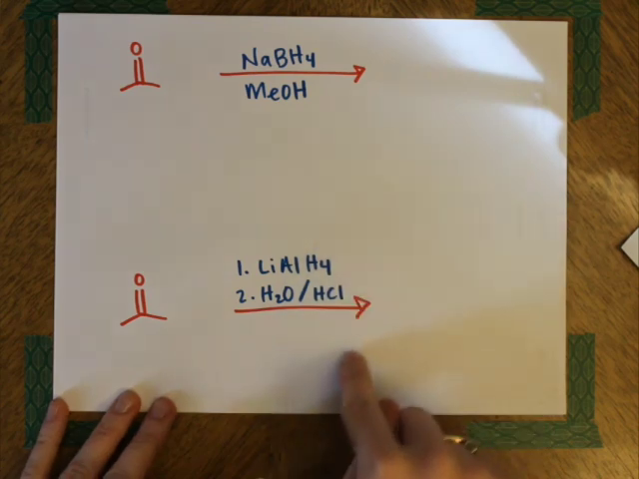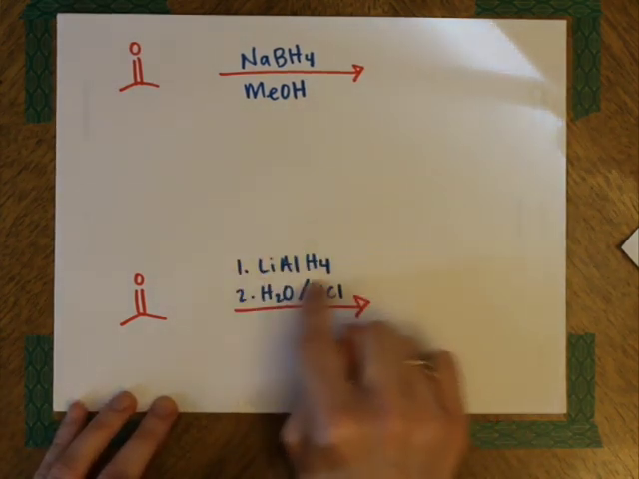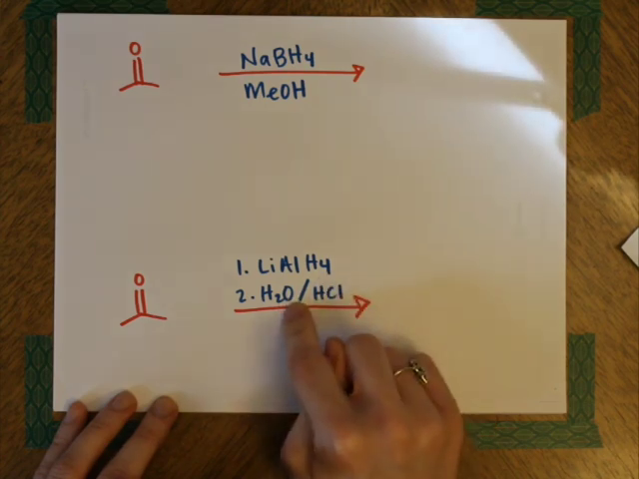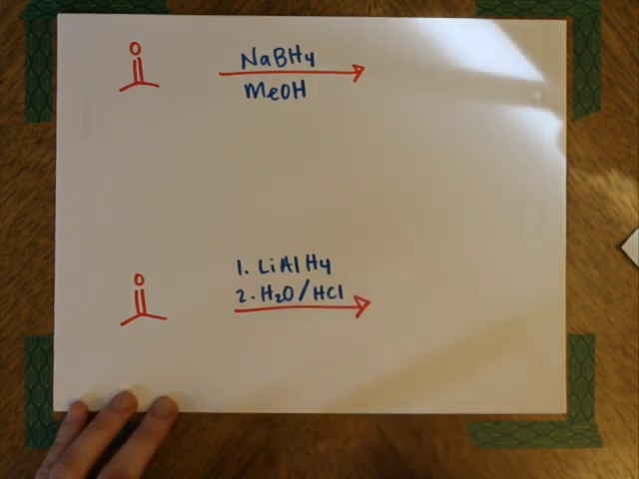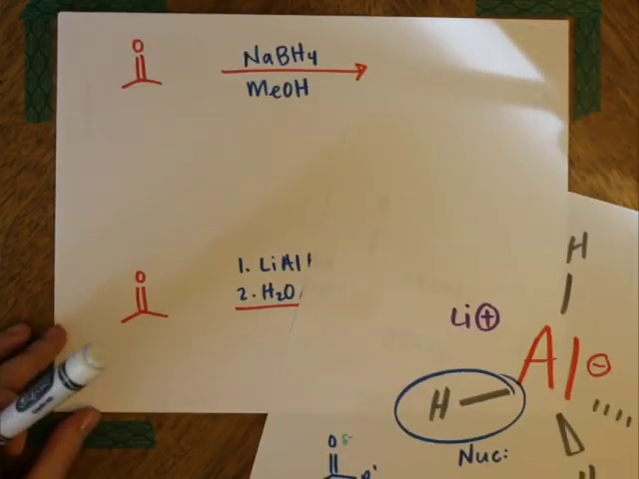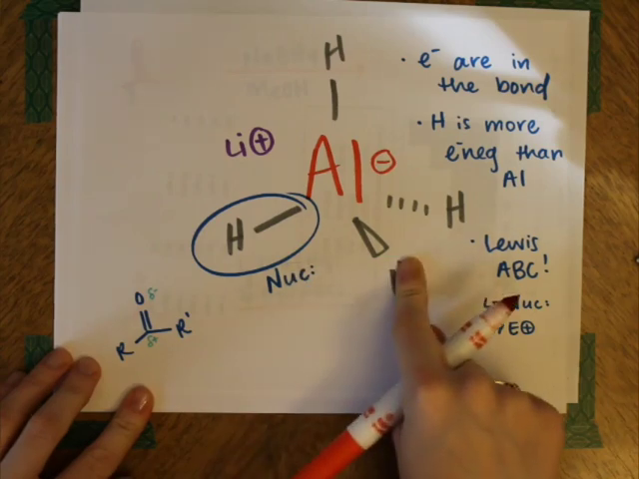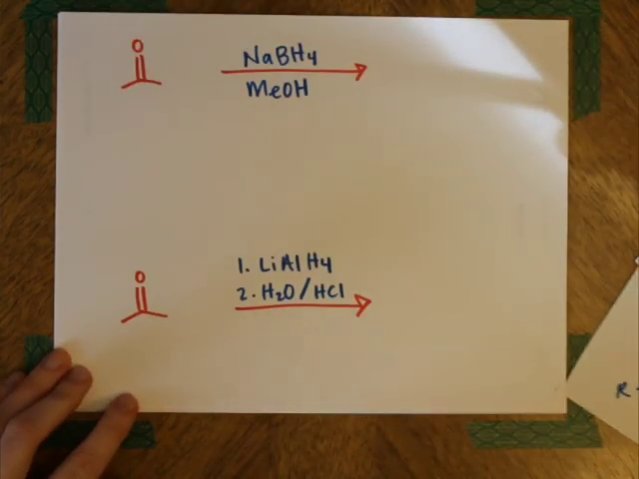Lithium aluminum hydride, that's a tongue twister, I swear, is a little bit stronger, and so you can't put it all together with a polar protic solvent. You have to do this in two steps. First step, put your lithium aluminum hydride in there. Second step, add the water and HCl. It's also important, I'm going to come back to this page, to remember that for this kind of mechanism, you can have 4 carbonyls for every 1 molecule of your hydride.